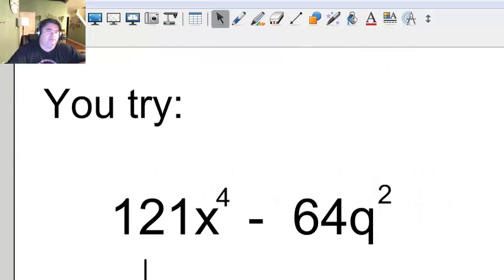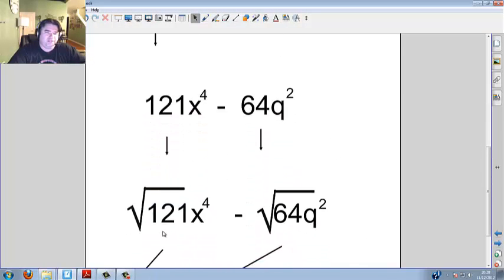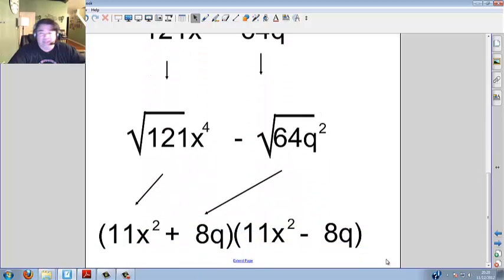You try, go ahead. Remember, 121 roots into an 11, 64 roots into an 8. Let's see how you did. 11, 11, 8 and 8. Because there's no middle, one must be a plus and one must be a minus. There you go. And why again is there nothing in the middle?